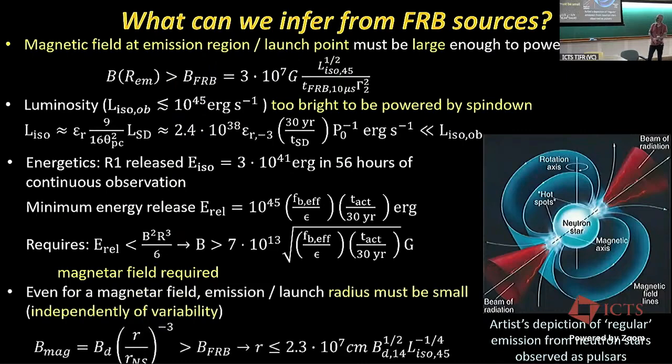And the last thing is we can go back to the magnetic field at the launch point that we mentioned earlier in the slide. And here, if we take just as a very simple example a dipolar field structure for the magnetic field, and we compare that with the magnetic field that is required to power the luminosity that we see in the FRB itself, then this puts an upper limit on the radius of emission, and you see that again, this upper limit is small. So suggesting that whatever is happening is very close to the surface of the neutron star. This can be either the emission radius or the launch point of some outflow.